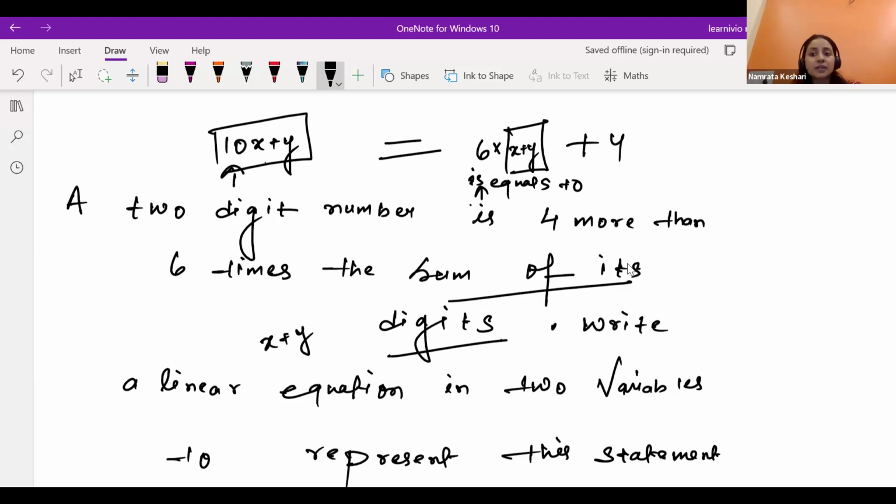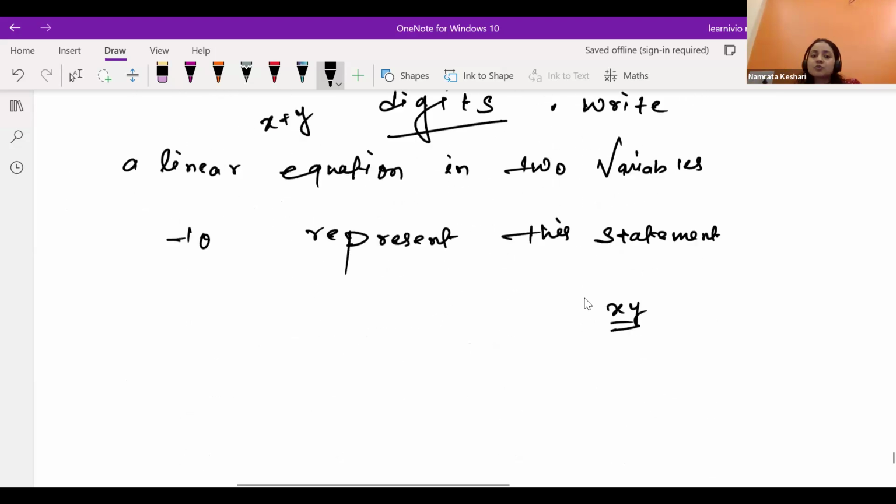Let's break the statement. A two-digit number, 10x plus y, is equal to 4 more, that means 4 added to something, that's called 4 more. Then 4 more than what? 6 times, so 6 multiplied with the sum of its digits, x plus y. Yes or no? Yes, ma'am. And this is our linear equation in two variables.